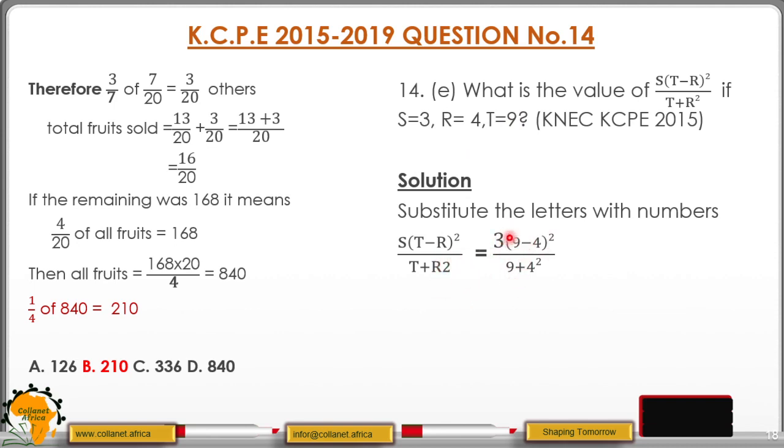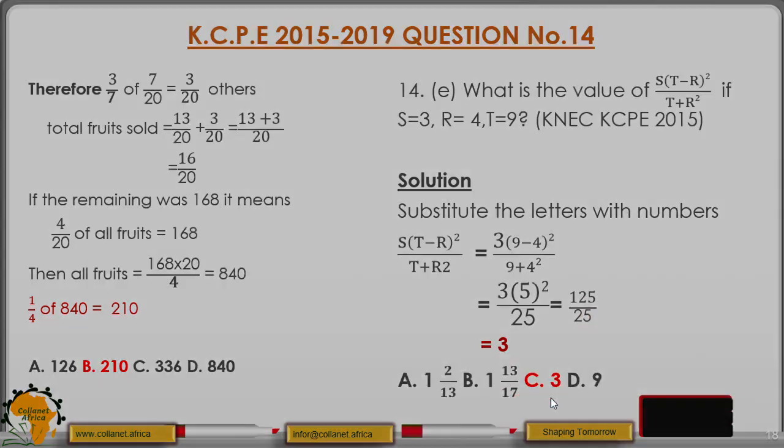You use BODMAS, so you start with the bracket, so 9 minus 4 is equal to 5, you square, you get 25 times 3, you get 75. Then 9 plus 16, you get 25. So 75 divided by 25, you get 3. So the answer is 3.